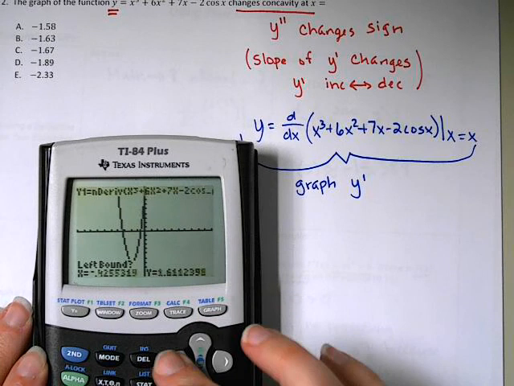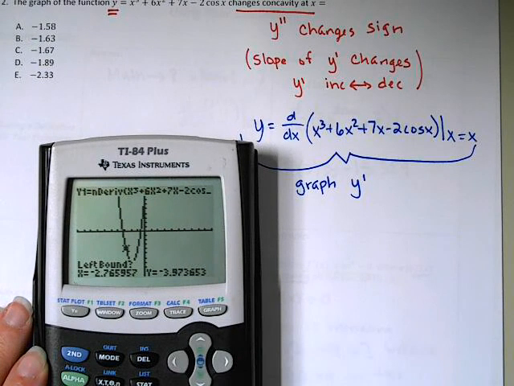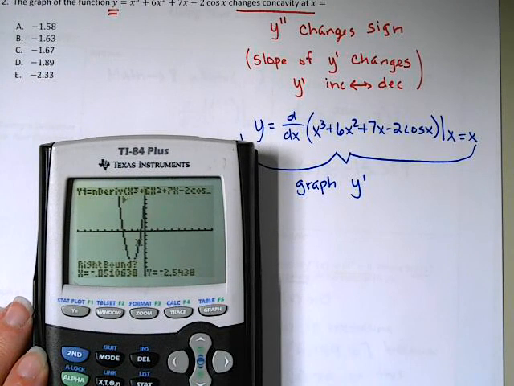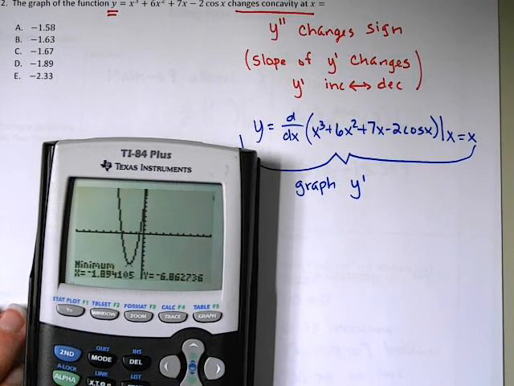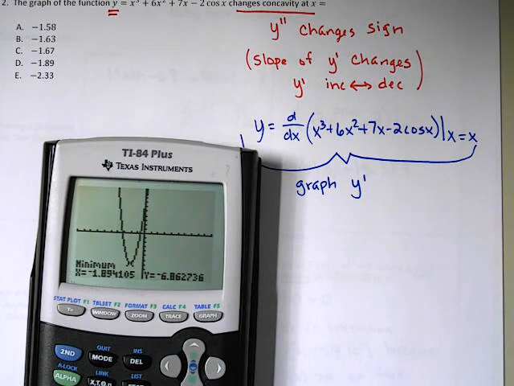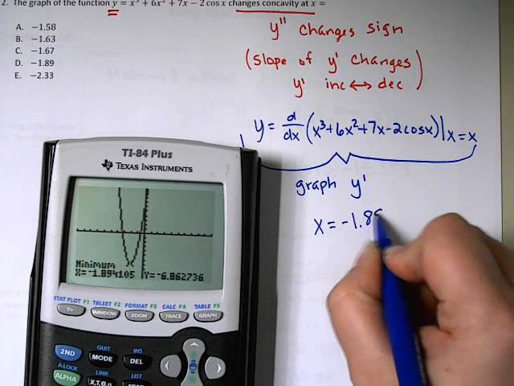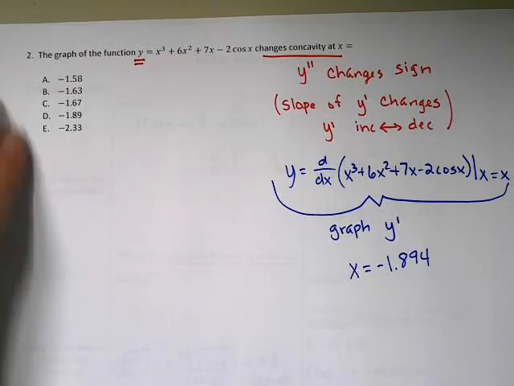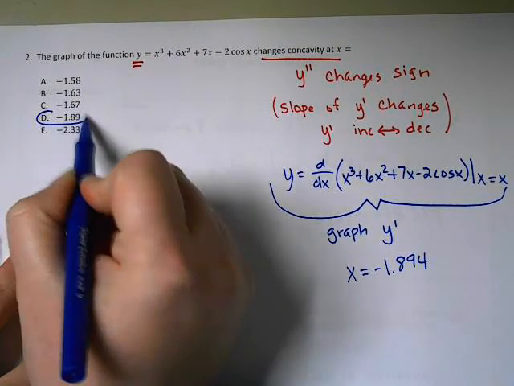We need to go to the left side of it, so I'm going to go right here. Then we scroll to the right side for our right bound and tell it to guess. We always just hit enter when it asks us to guess. And we have a minimum value at x equals negative 1.894. It gives us the y value also, but I don't necessarily care about that. It's only asking for the x value, so that is option D.